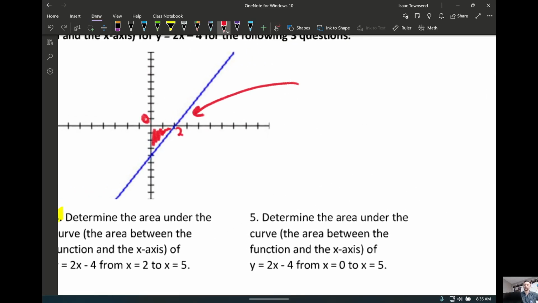Again, let's just go ahead and do these together as well. So that's a triangle. So 1/2 times the base times the height. Looks like that would be 4 square units.